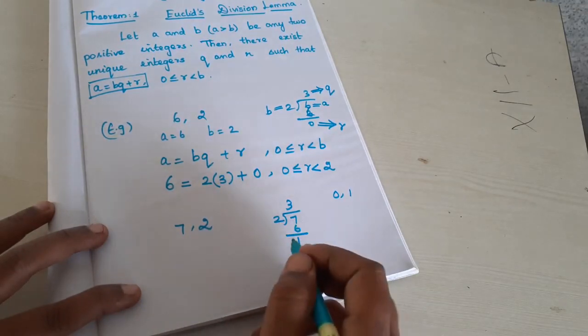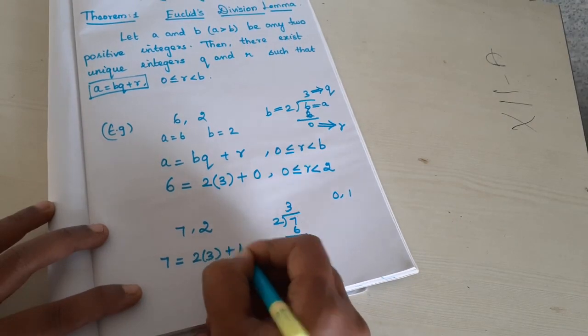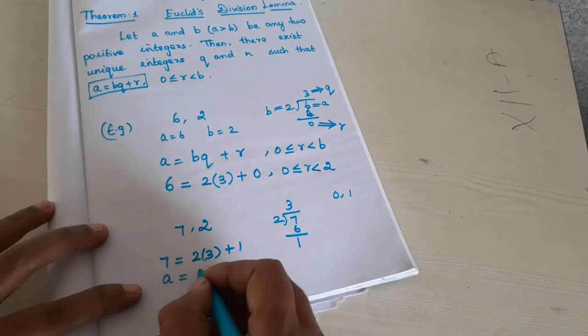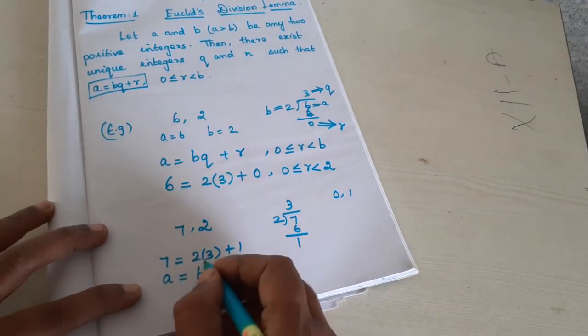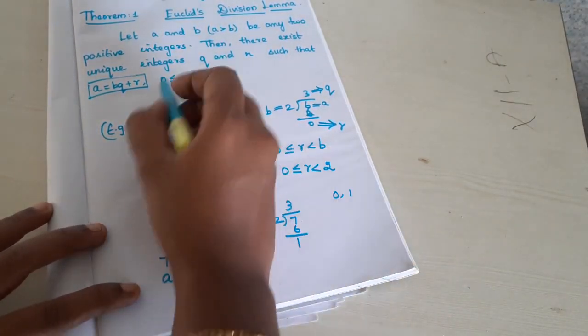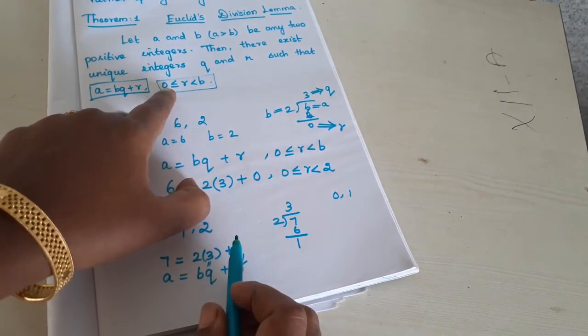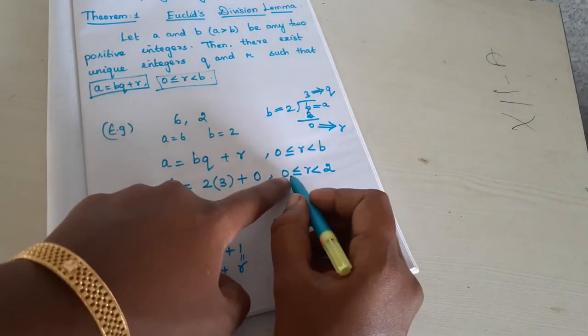So how can we write this 7? 7 is equal to 2 into 3 plus 1. It is in that format, correct? a is equal to bq plus r. Quotient is 3, remainder is 1. So the condition 0 less than or equal to r less than b means the remainder should lie between 0 and the divisor. Here 0 and 2.